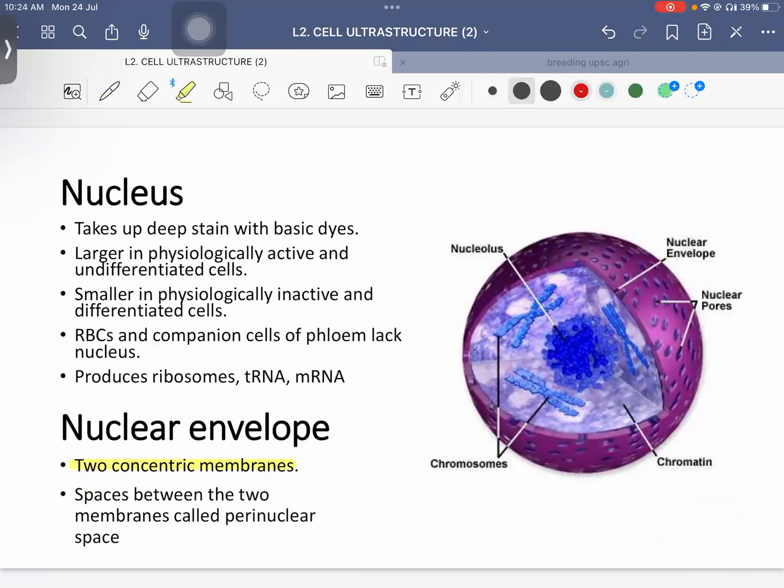So next is the nucleus. Till here we have discussed all these aspects.